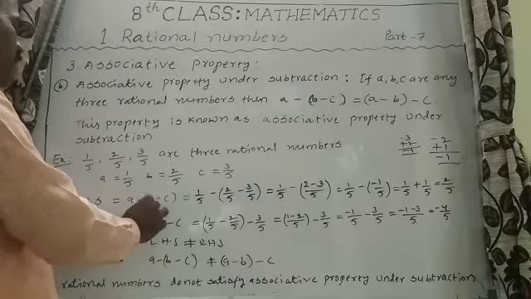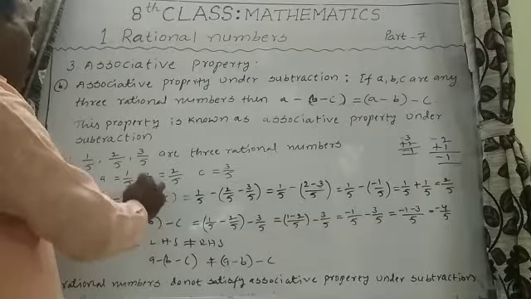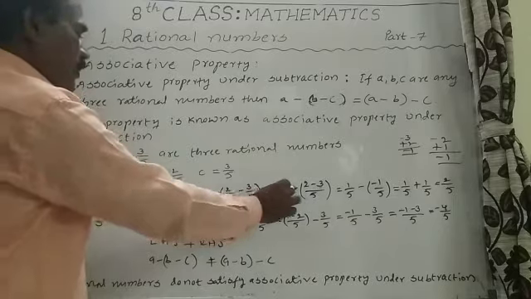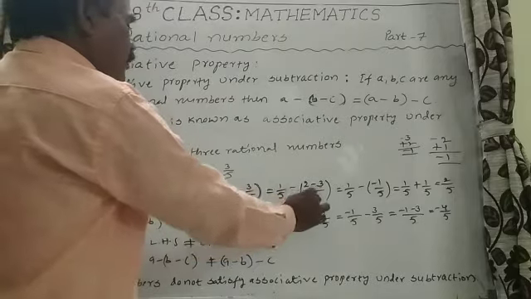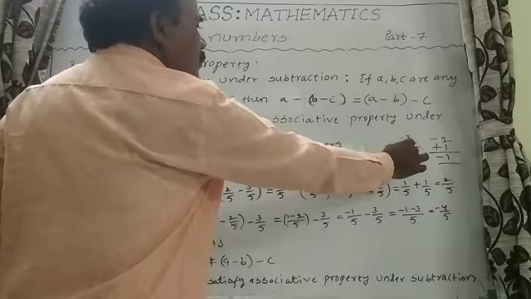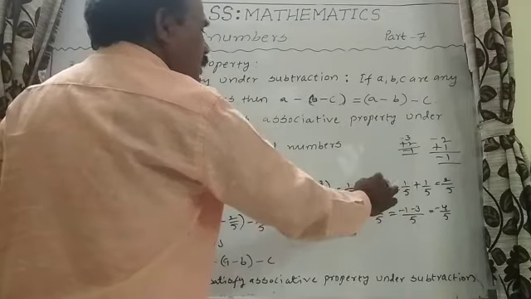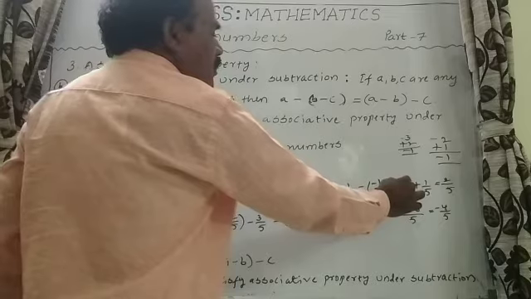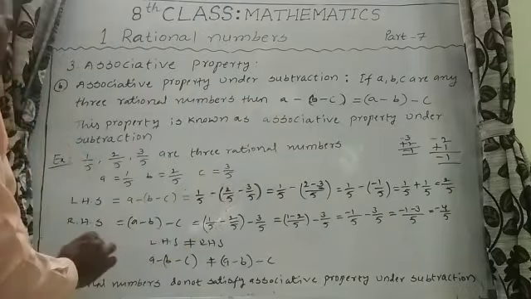LHS is equal to a - (b - c). a is equal to 1 by 5, minus b is equal to 2 by 5, minus c is equal to 3 by 5. Is equal to 1 by 5 minus, first simplify the bracket value, 2 by 5 minus 3 by 5. Here 3 is the bigger number, minus 3 plus 2 is equal to minus 1. 1 by 5 minus minus 1 by 5 is equal to 1 by 5 plus 1 by 5. Here denominators are the same, add the numerators. 1 plus 1 is equal to 2. 2 by 5. LHS is equal to 2 by 5.